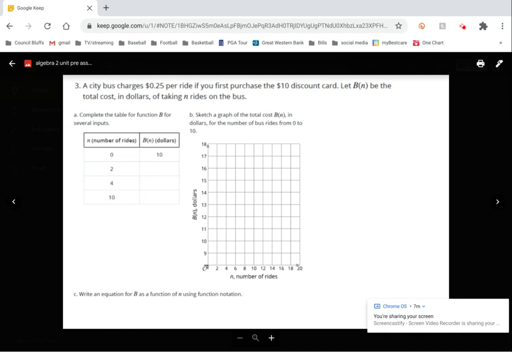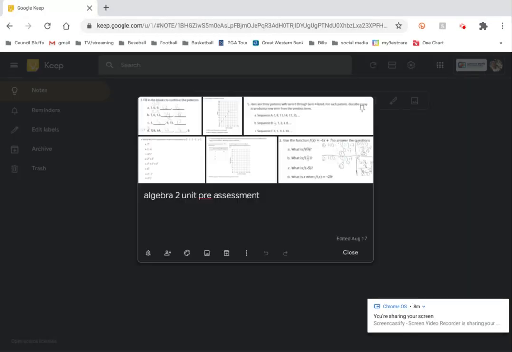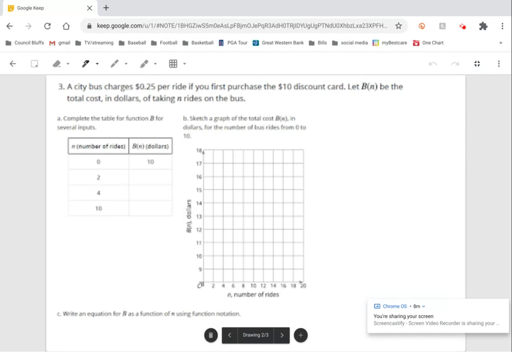All right, a city bus charges 25 cents per ride if you first purchase the $10 discount card. Let B of n be the total cost in dollars of taking n rides on the bus. So before we actually answer the question, it's first important that we understand what this stuff up here is saying.